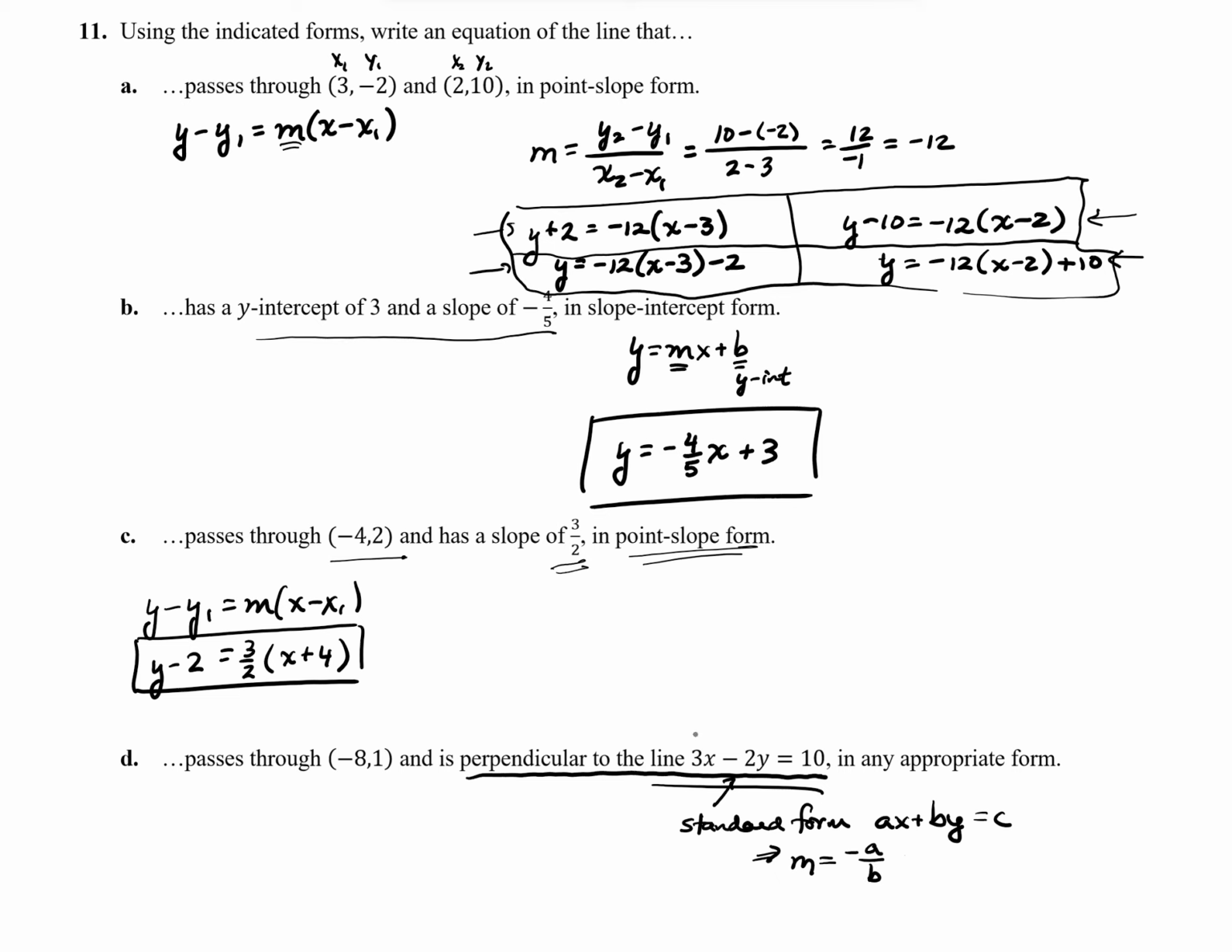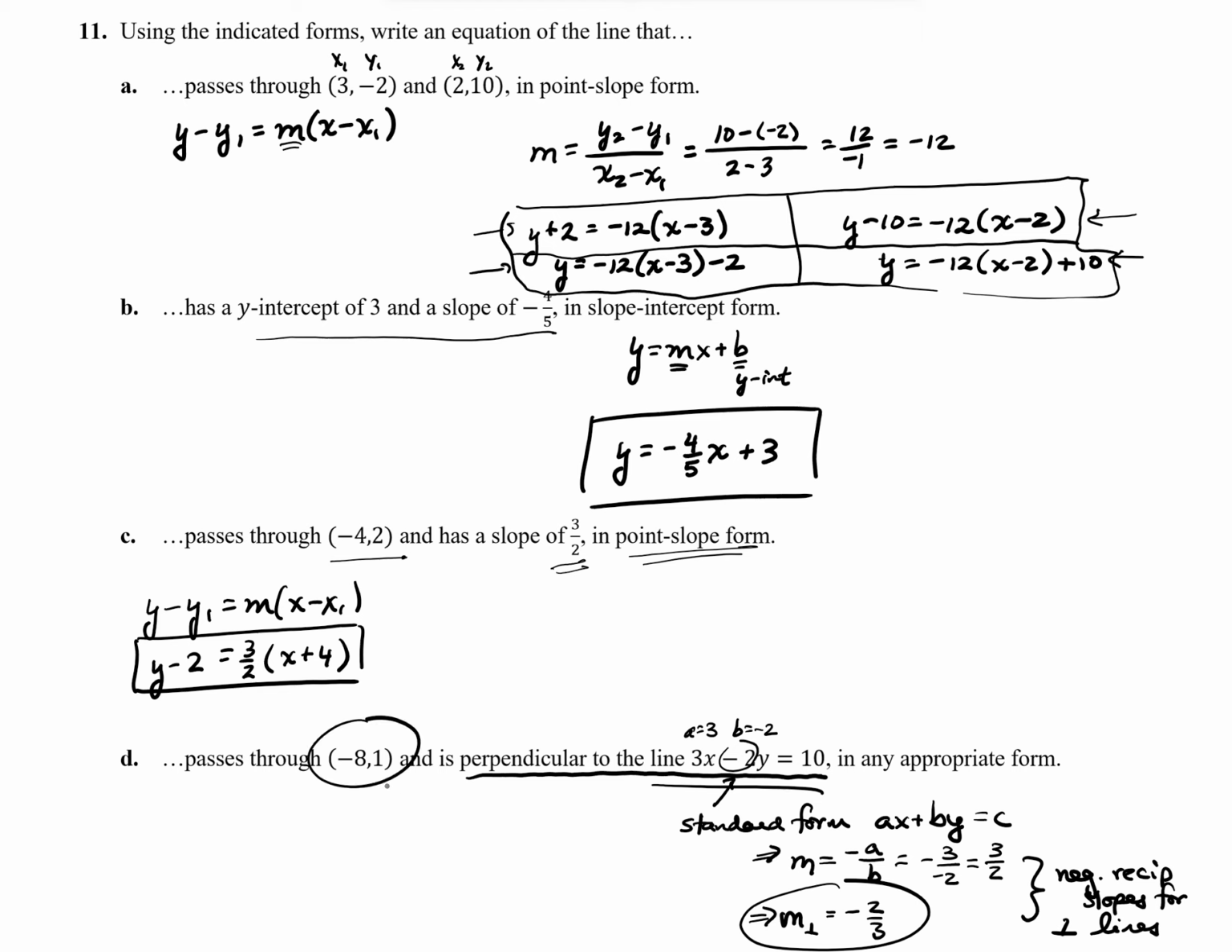And so for us, a is 3 and b is negative 2, right? Because there's the b. And so then this turns into negative 3 over negative 2. So that's just 3/2. And what that really means is the slope of the perpendicular line, our line, is going to be the negative reciprocal of that, negative 2/3. Negative reciprocal slopes for perpendicular lines.